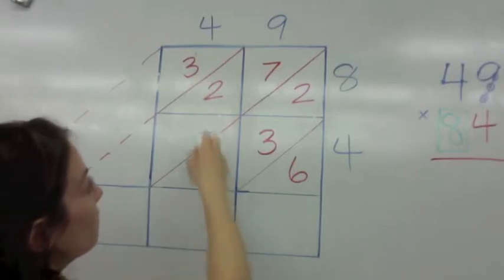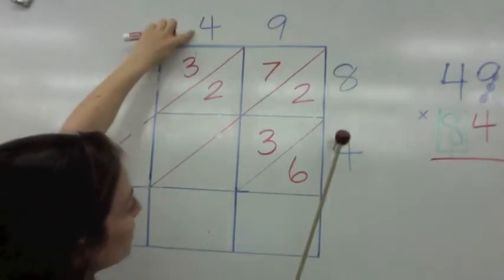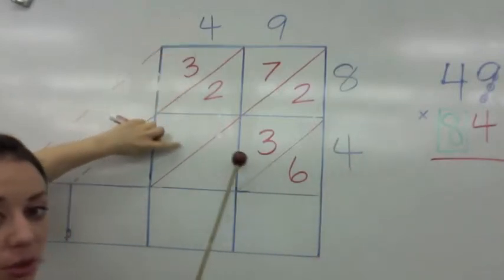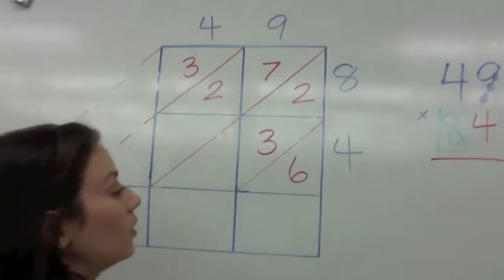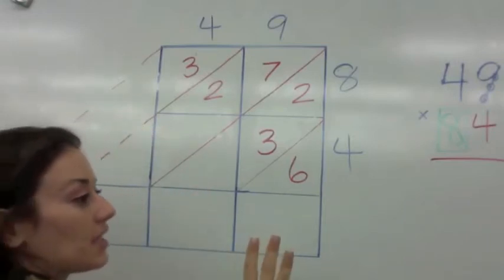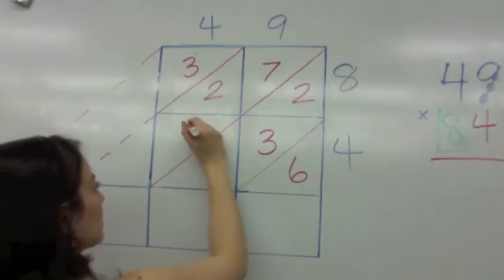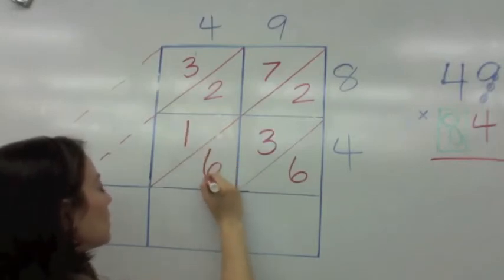And last we have 4 times 4. 4 times 4 is going to go right there. 4, 8, 12, 16. What is it? 16. Okay, so 1 ten and 6 ones.